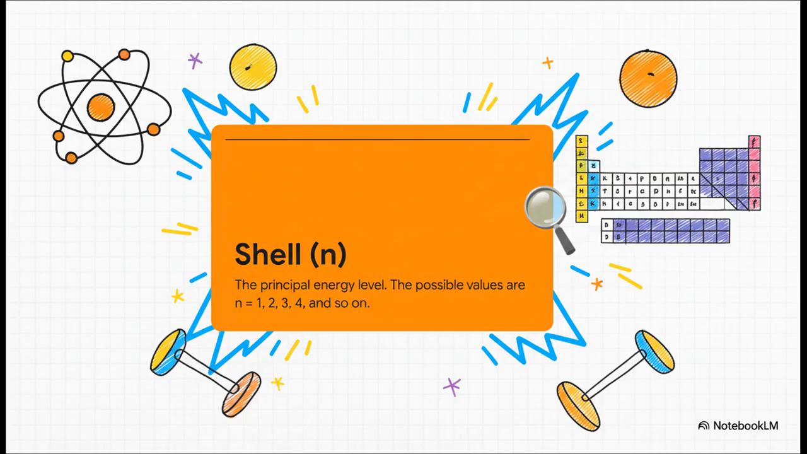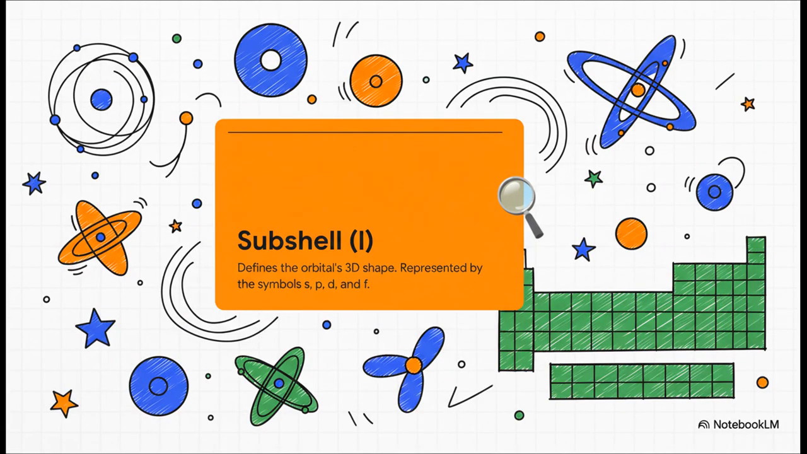Simple enough. But each floor isn't just one giant empty space. It's divided into subshells, which are like different apartment layouts. We give them letters: s, p, d, and f. An s subshell is like a basic studio apartment. Very simple. But the p, d, and f apartments get progressively bigger and have much more complex layouts.